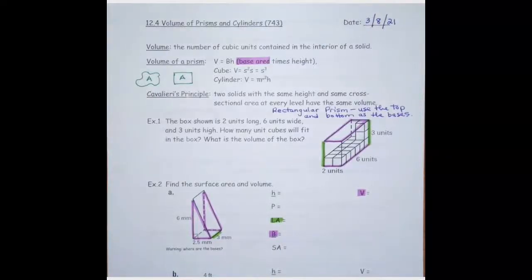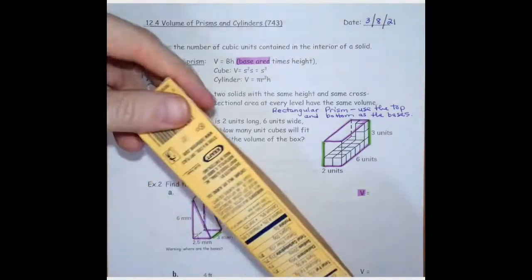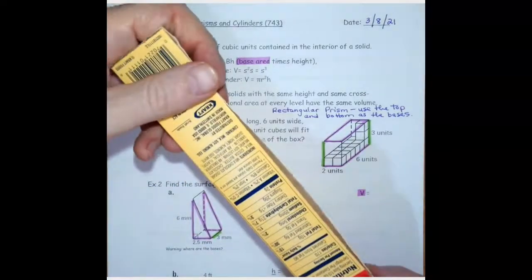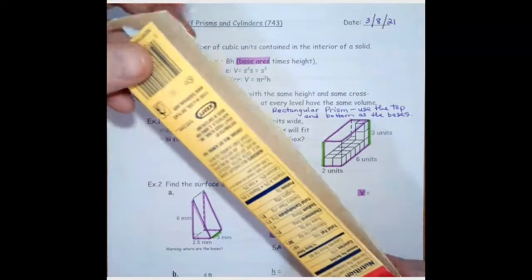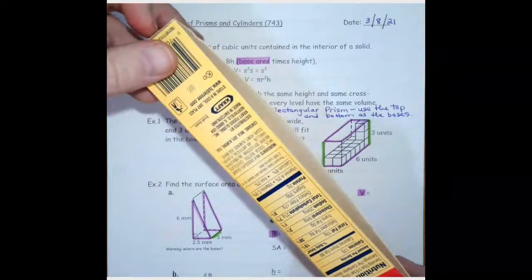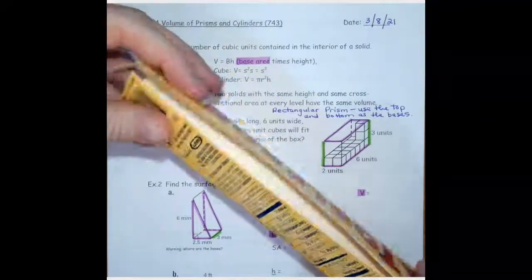Alright, we're going to talk about the volume of prisms and cylinders today. But before we do that, I want to quickly show a visual of something we talked about with surface area: some solids have something called a net, N-E-T.